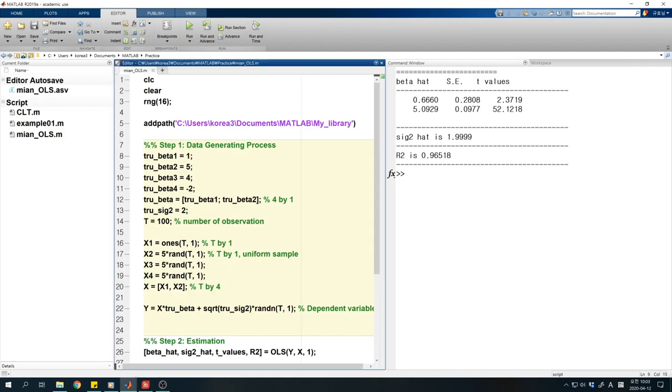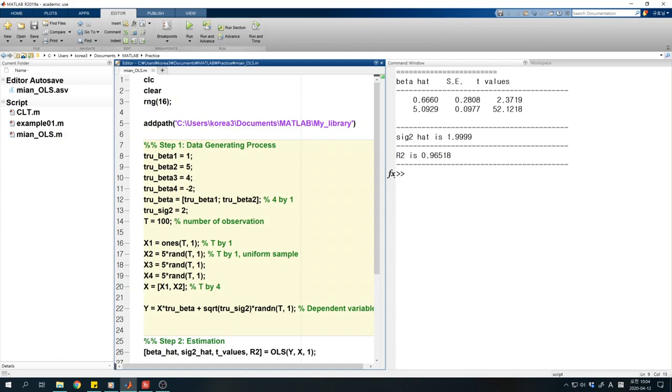Okay, then let's start Gibbs sampling. So we have this code. CLC, clear. RNG is 16, it doesn't matter. And then you have your own data path, right?